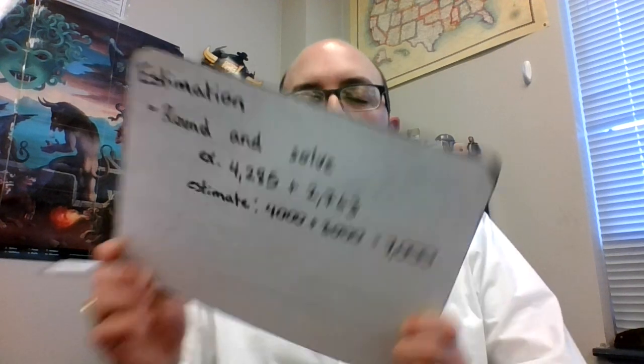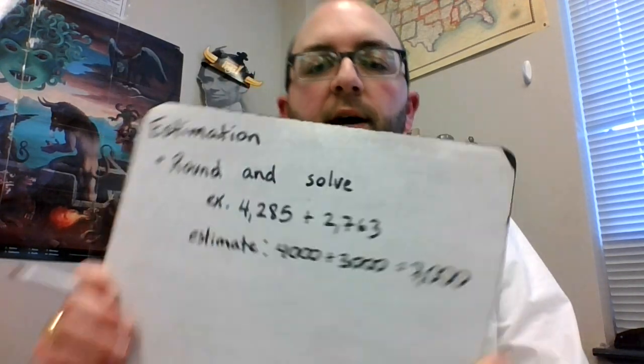So for example, if I had 4,285 plus 2,763, if I was going to estimate, we're going to round to the highest place value. 4,285, well, that's 4,000 rounded. And 2,763 rounds to 3,000. So that gives us about 7,000. That's what we estimate. Our answer, if we solved this, actually would be about 7,000.